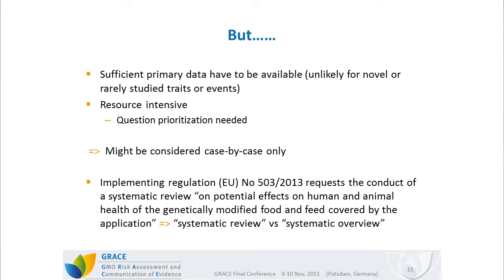And this is in strong contrast to the new implementing regulation, which requests the mandatory conduct of a systematic review on potential effects on human and animal health of the genetically modified food and feed covered by the application. And here we have two problems. The first is the availability of data, and the second would be the scope of such a review. It would be much too broad, and the question would have to be broken down into several questions that can be assessed by a systematic review. And so I think in the future, clarification would be needed. What is meant by the systematic review as promoted by this implementing regulation?